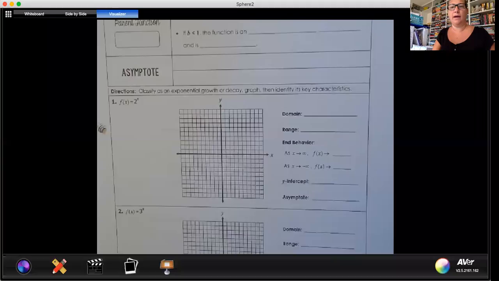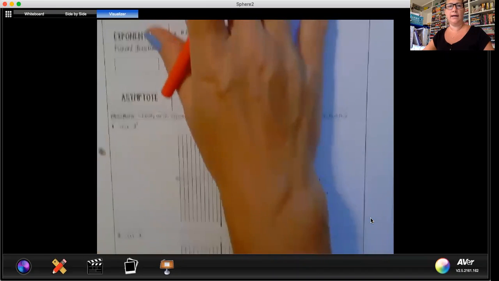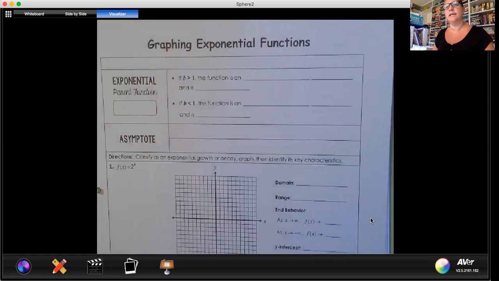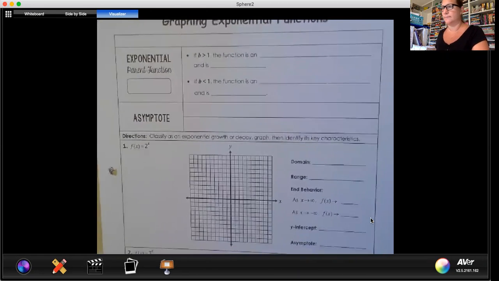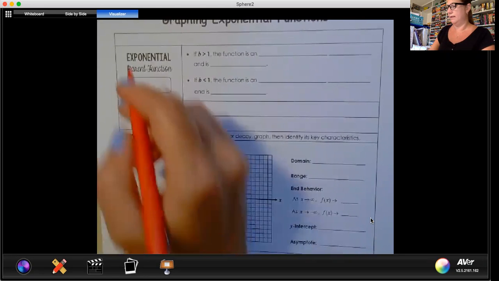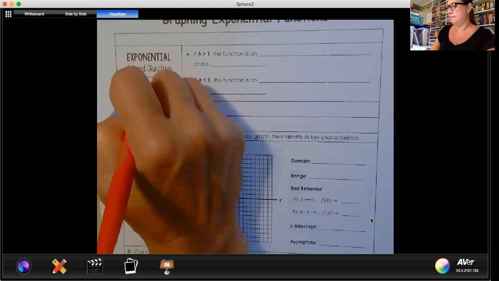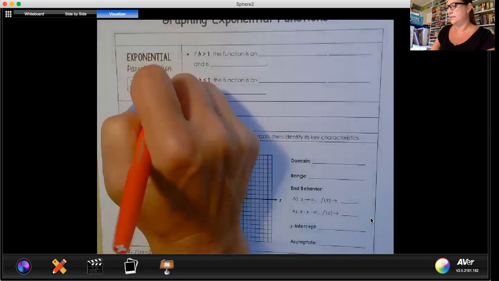Hey guys, today we're going to look at graphing exponential functions and transformations of exponential functions. You're going to need to make sure you have a calculator. You're also going to want a different color than your pencil, or a highlighter or something like that, because these graphs are going to have asymptotes and you're going to want to make sure those asymptotes really stand out.